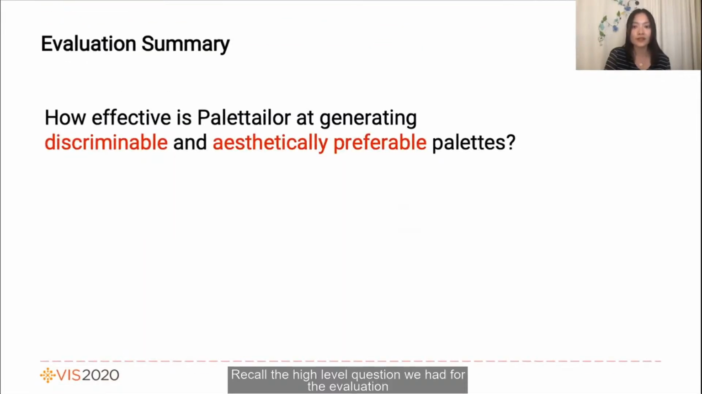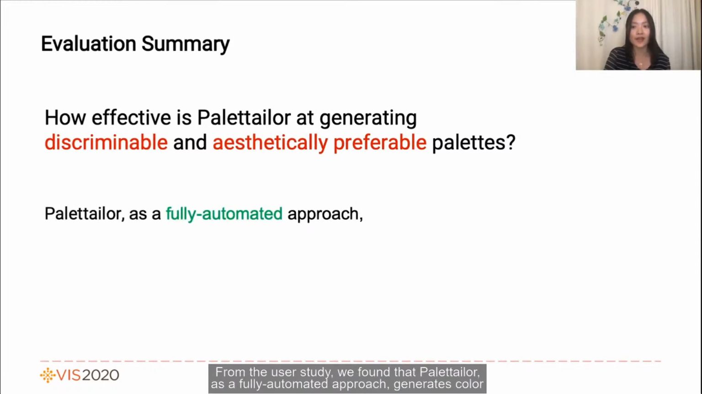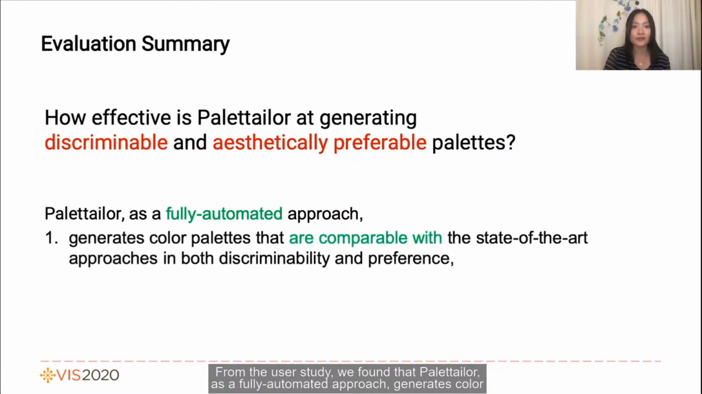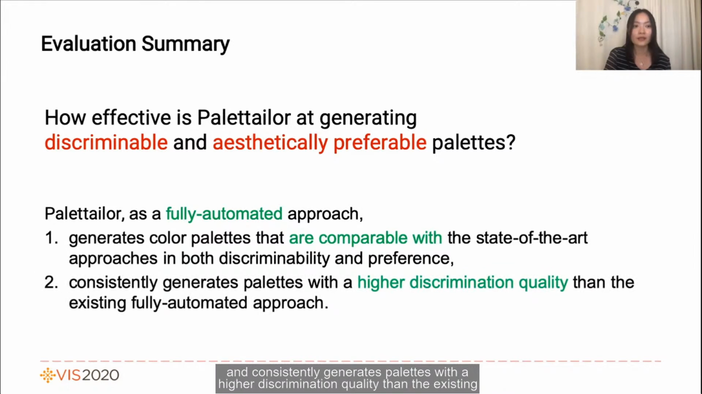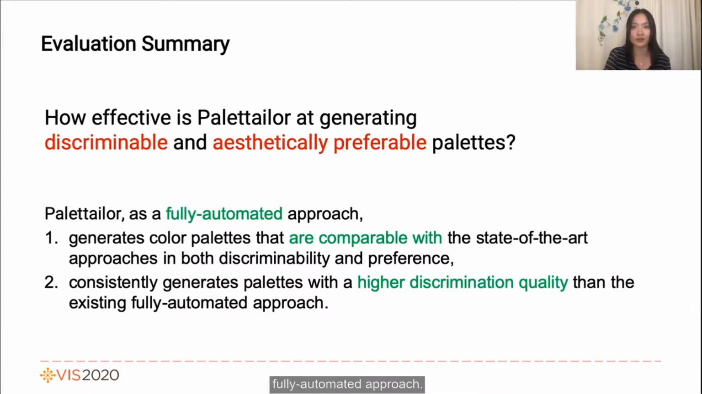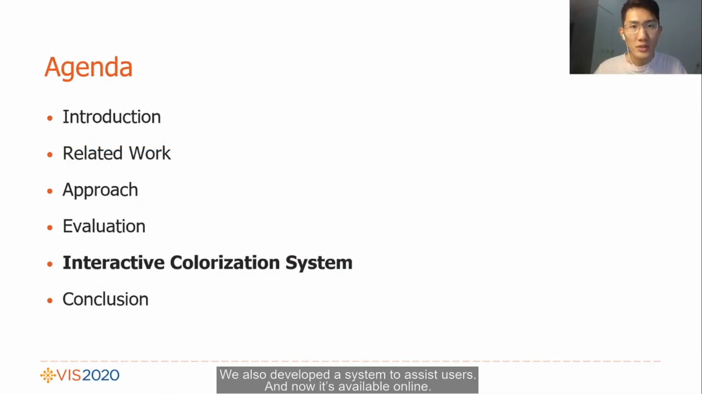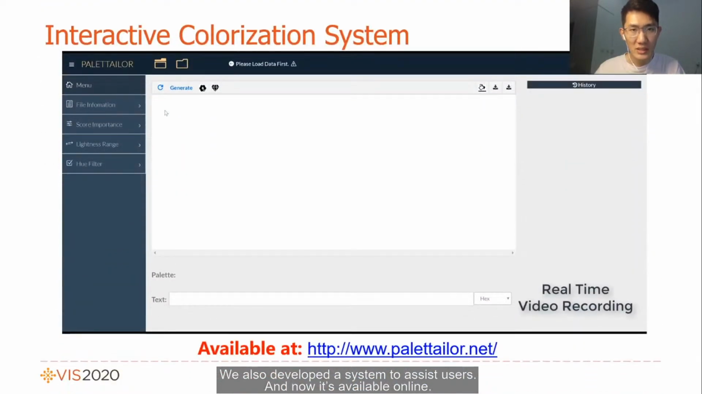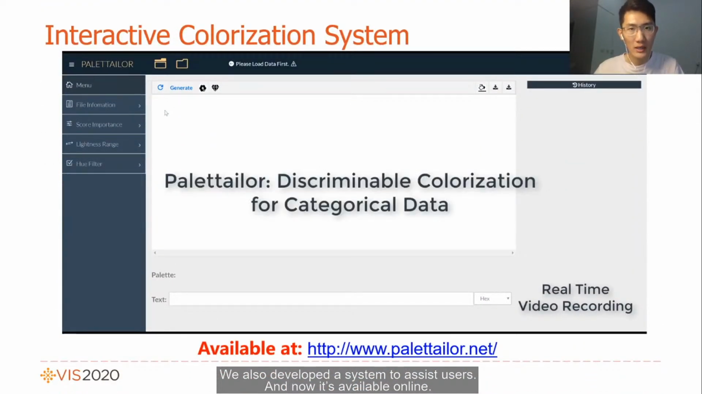Recall the high-level question that we had for the evaluation. From the user study, we found that Palettailor, as a fully automated approach, generates color palettes that are comparable with the state-of-the-art approaches in both discriminability and preference. And it consistently generates palettes with a higher discrimination quality than existing fully automated approaches. We also developed a system to assist users, and now it's available online.